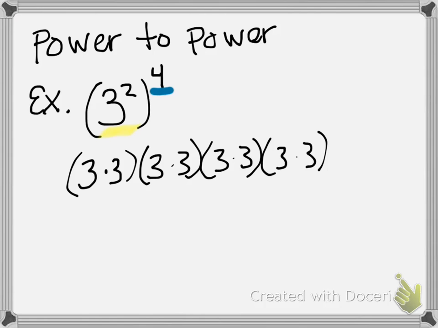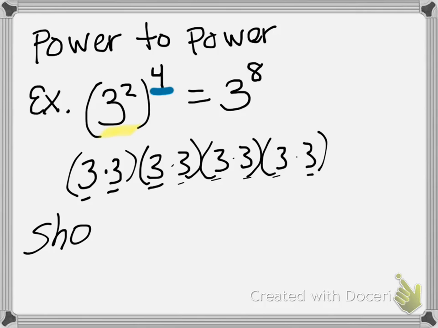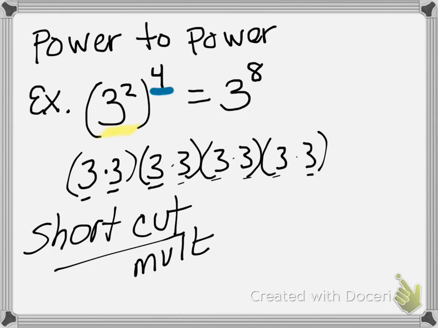So if I counted them, I have 1, 2, 3, 4, 5, 6, 7, 8. I have 8 of them. So I have 8, or 3 to the 8th power. The shortcut, then, would be that you can multiply exponents.